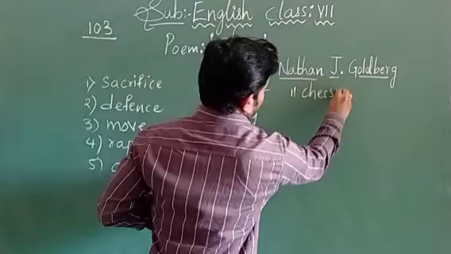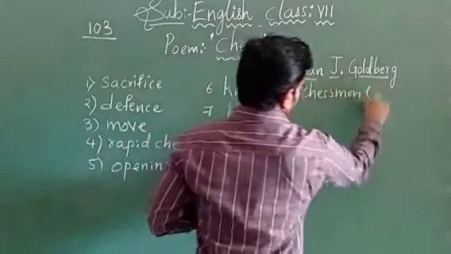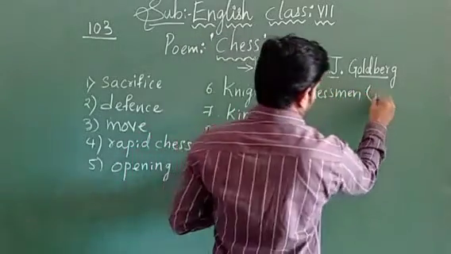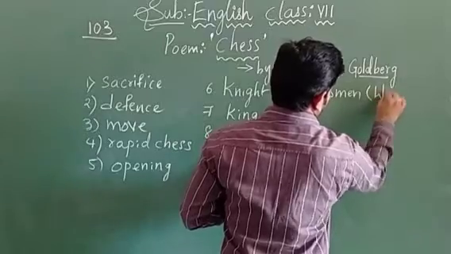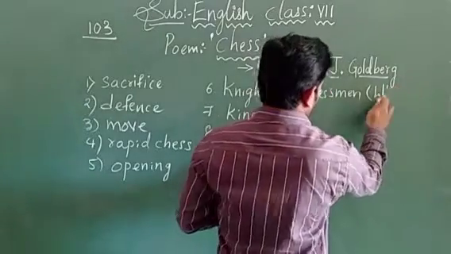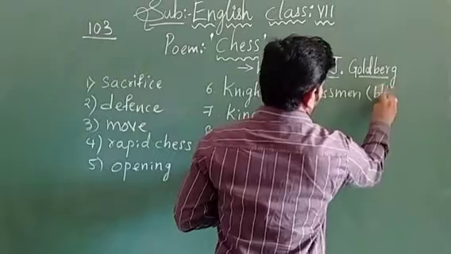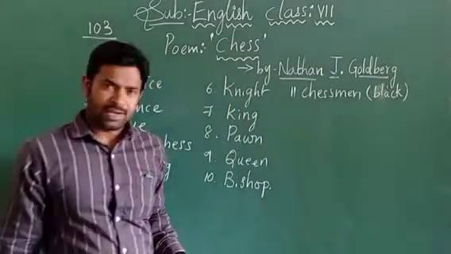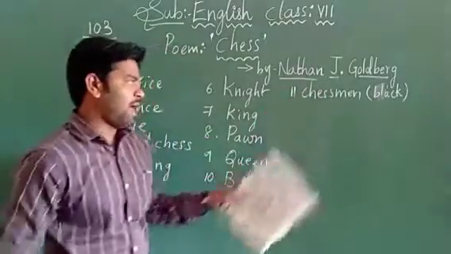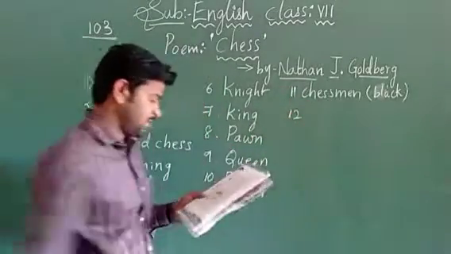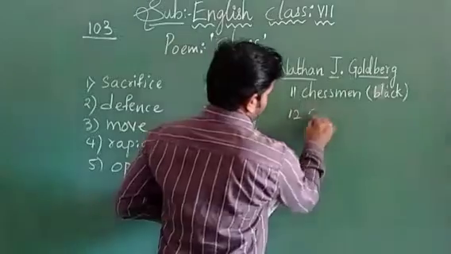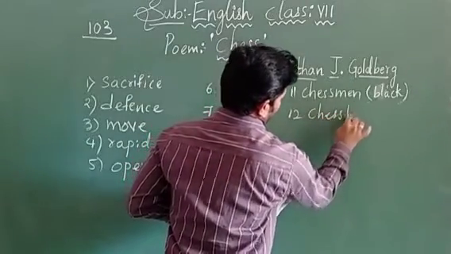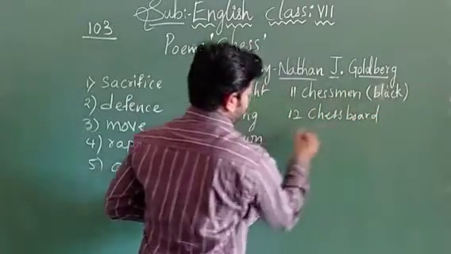C-H-E-S-S-M-E-N, chessman. That means white. White, children. W-H-I-T-E. No, not white, we can call it black. B-L-A-C-K. They are the black chessmen. You can mention the name in the bracket also. Chessman, black. 12th one is the chessboard. C-H-E-S-S-B-O-A-R-D. You can call it a chessboard.